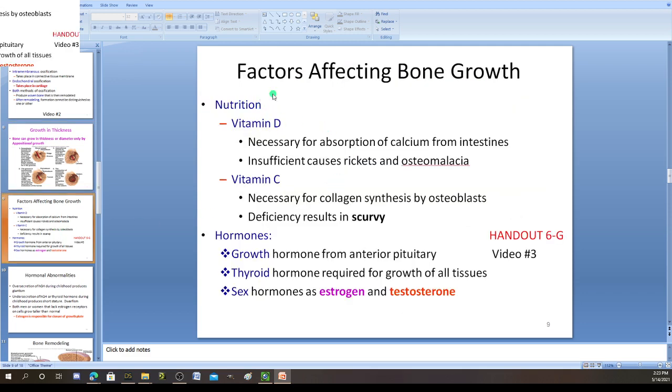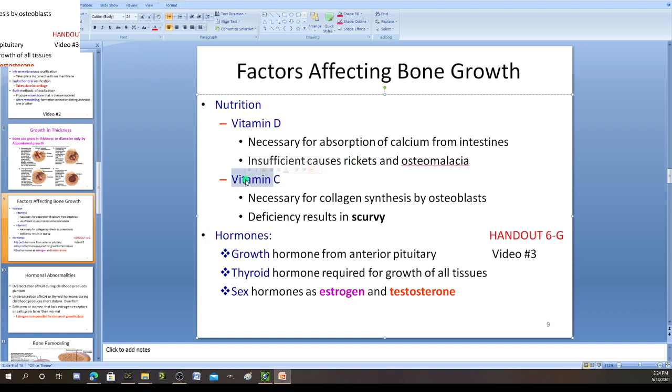Now, just some other things that are affecting bone growth. Nutrition. We need vitamin D and vitamin C to grow healthy bones. So vitamin D is necessary for calcium absorption to make that mineral matrix of our bones. So if you don't have enough calcium, you can't build strong bones because you're not making your minerals. Vitamin D plays a role in that. There's a disease called rickets. If you don't have enough calcium in your diet, you get this disease called rickets.